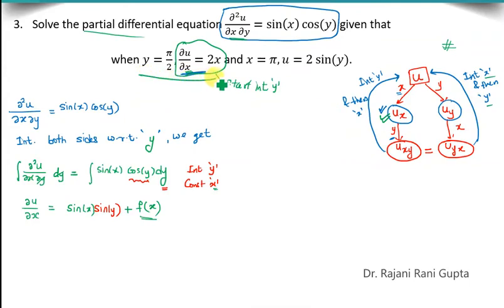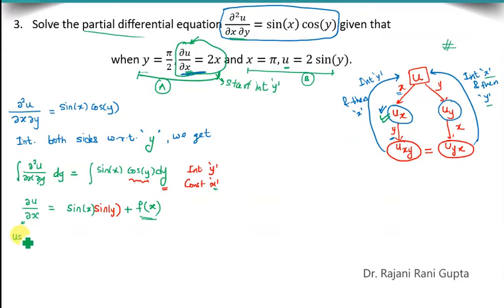So this is your first condition. You can say condition number A, and this is condition number B, the second condition. It's obvious why we are using this condition and not that one, because that one is giving you the value of u. We don't have u here, but we have the partial derivative of u with respect to x. So it means we have to use this condition.